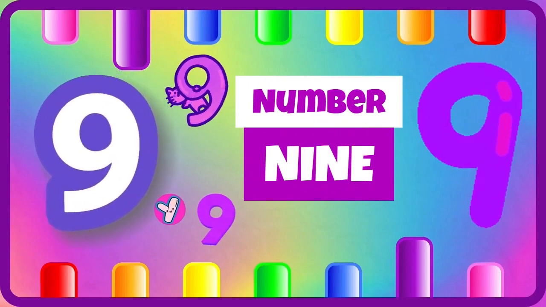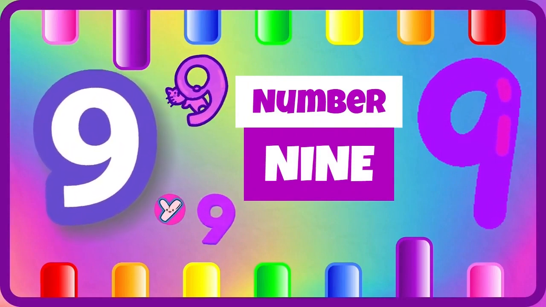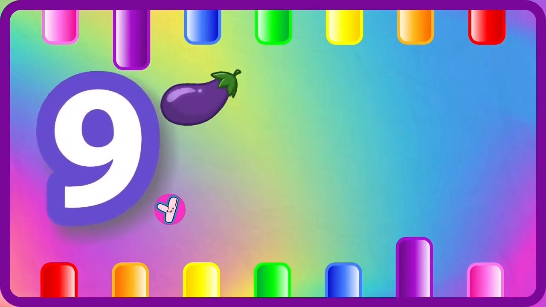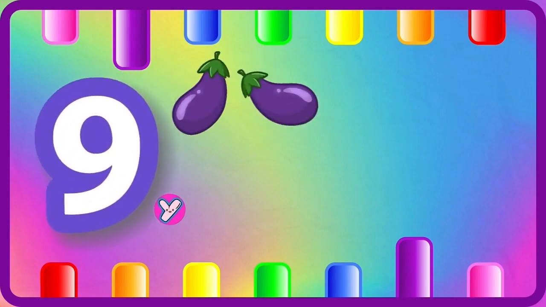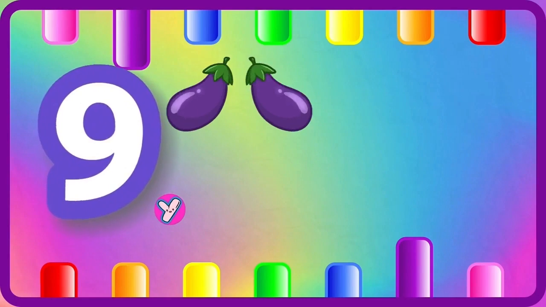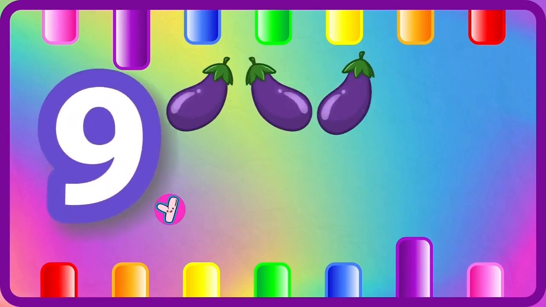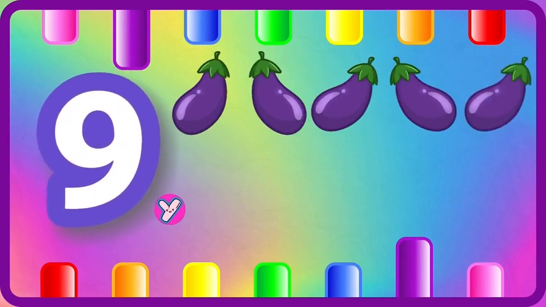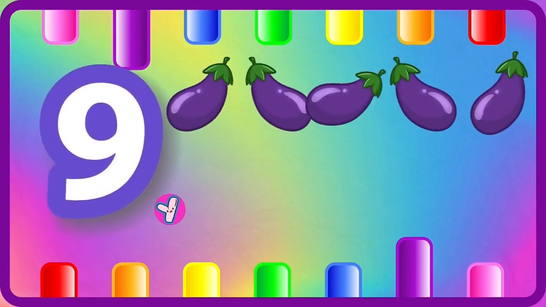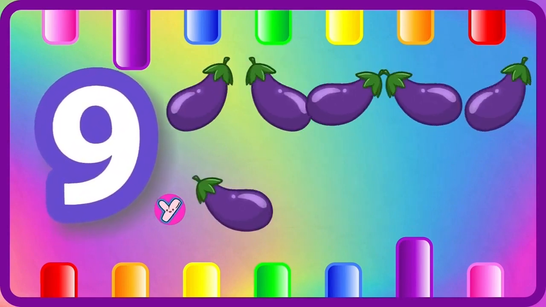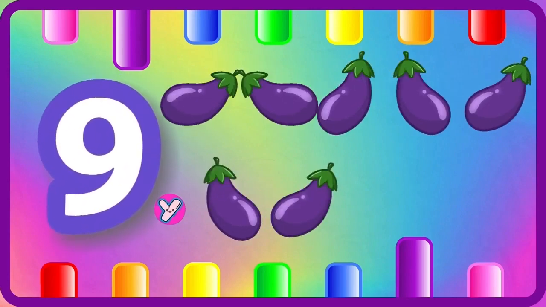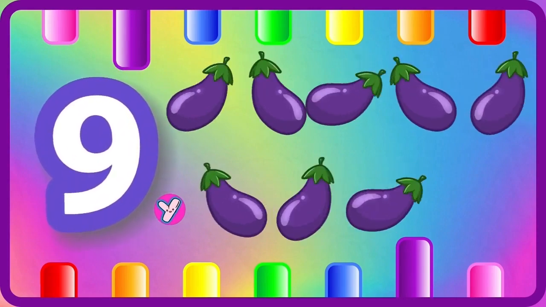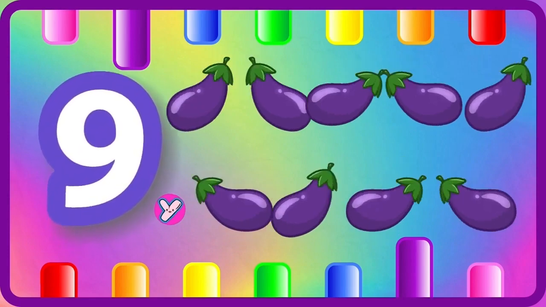Number nine. One eggplant. Two eggplants. Three eggplants. Four eggplants. Five eggplants. Six eggplants. Seven eggplants. Eight eggplants. Nine eggplants.